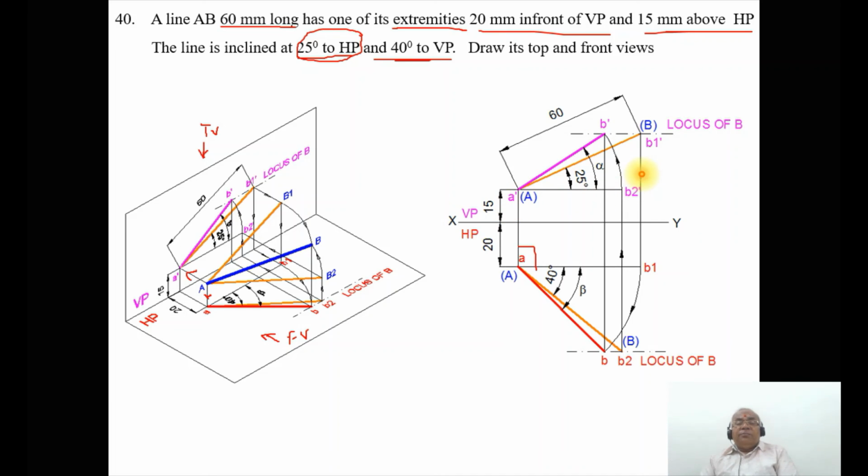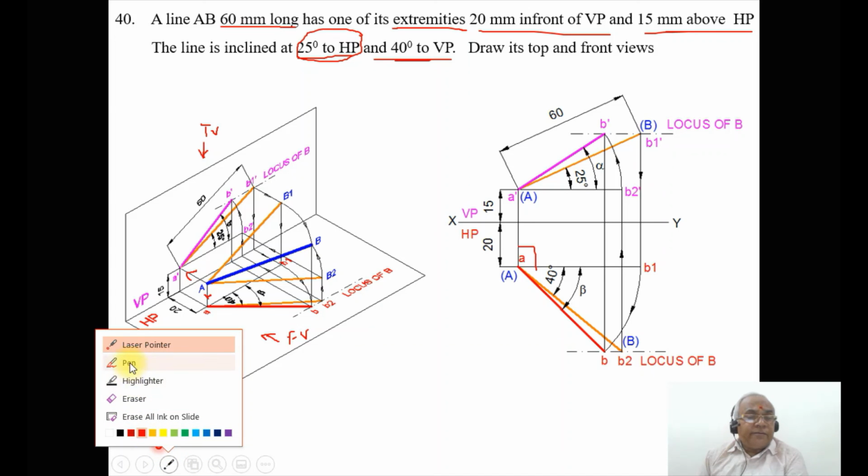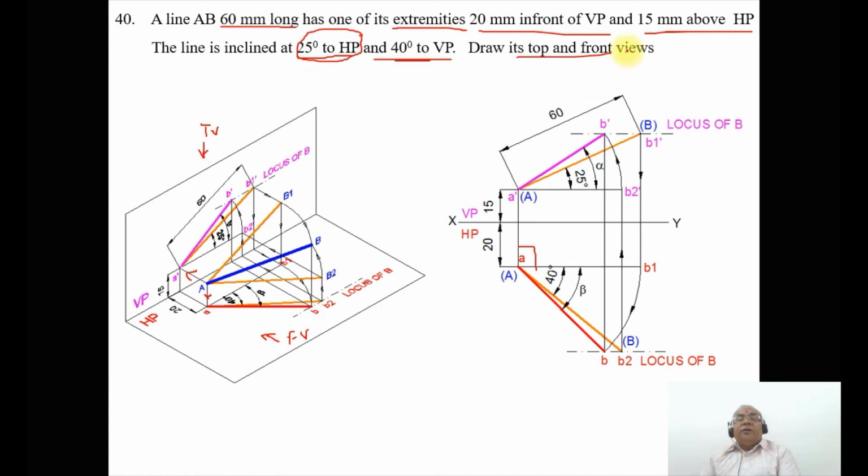How do I know that my problem is right? You can draw a vertical projector from B dash, and it will intersect directly with the point B. If you check the vertical line, it will be exactly 90 degrees. As you have seen, we are asked to draw the top and front view only. Since you are not asked to find any inclination, you only show the dimensions.